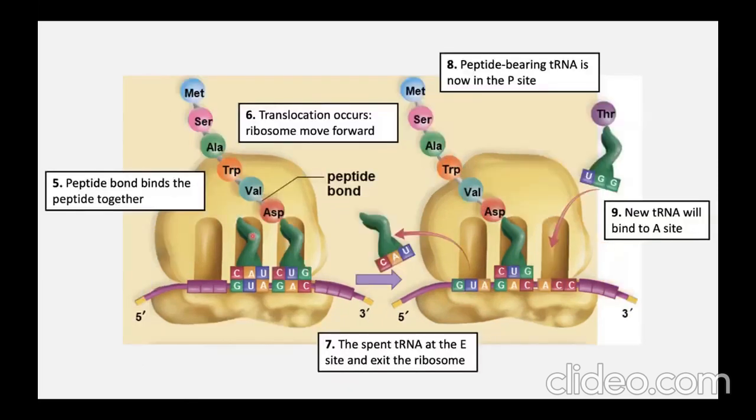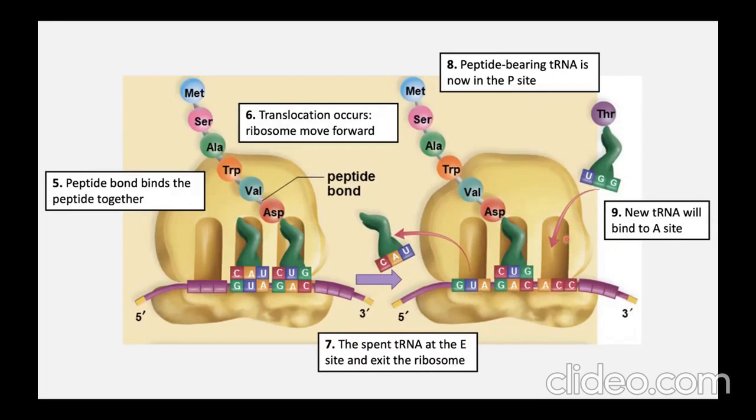So bila dia dah pass, what happened to this one? This one dia akan go at the E site. Dia akan move forward. So peptide bond binds the peptide together. And translocation occurs when the ribosome ni ke depan. So bila dia ke depan, this one akan jadi dekat E site. So bila dia ke depan, so dia akan terkeluar bila the ribosome dah move forward lagi. So bila dia move forward, yang tadi dekat A akan masuk kepada P site. Okay, leaving there a space for the new tRNA to masuk dekat bahagian the A site.